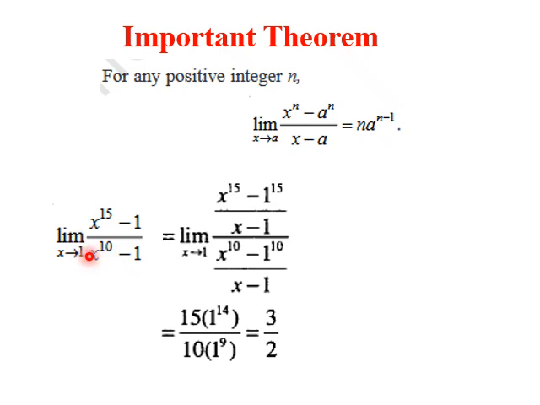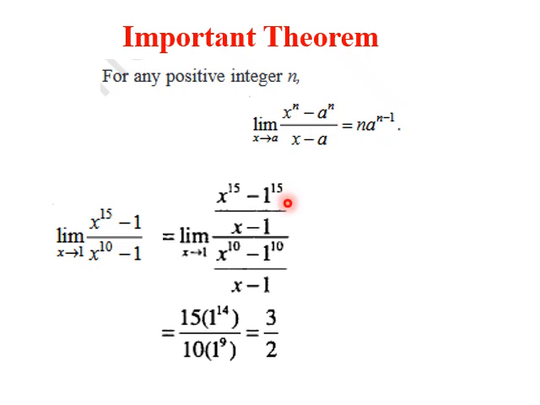Limit as x tends towards 1 of (x^15 minus 1) by (x^10 minus 1). How do we solve this? We have to convert it into this form. We see that x^15 minus 1 is there, so if we divide by x minus 1, this can be put in this form. So we divide both numerator and denominator by x minus 1, and now it is in this form.